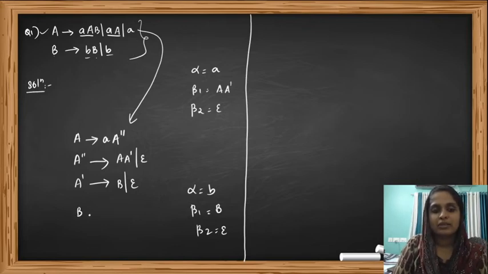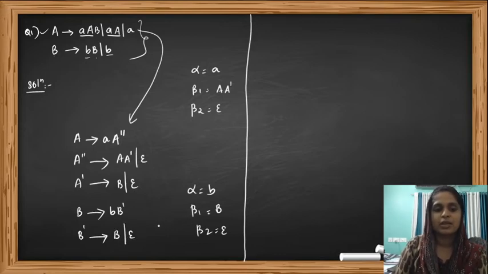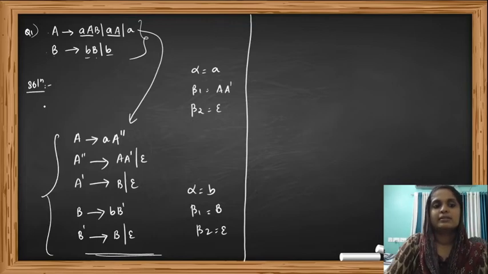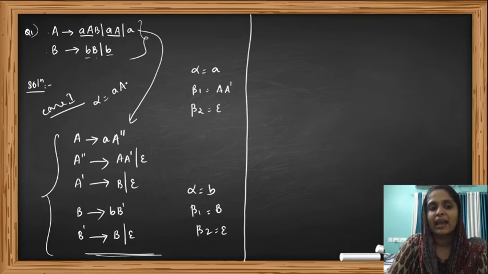Now how will we convert the B production? B produces alpha B dash. Alpha means small letter b. So B dash bar gamma. There is no gamma, so just ignore it. And B dash produces beta 1 bar beta 2. Beta 1 is capital B and beta 2 is epsilon. Okay. So this will be our final result. We have converted these two productions into these 5 productions. This is our case 1. That is when I took alpha as A, right?